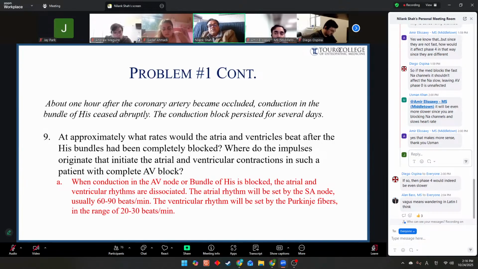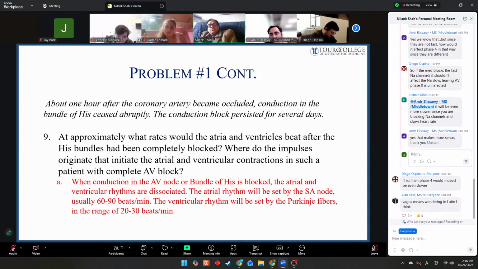So they both have their own rhythm, because there's a dissociation between atrial and ventricular rhythms, because there is a complete AV block or third degree AV block. So impulses which are generated in the SA node will not be conducted to the bundle of His and Purkinje through the AV node, because the AV node is blocked. The road is blocked.